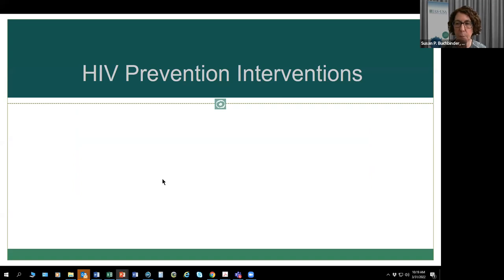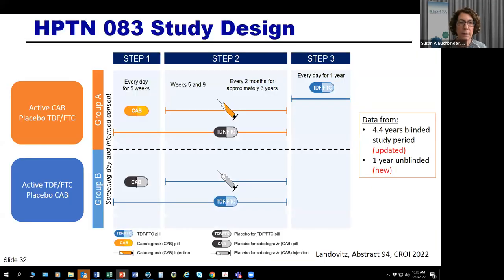Okay, so let's turn to HIV prevention interventions. These were some really interesting data presented from the HPTN-083 study. And what you'll remember is that that was a study that compared cabotegravir long-acting to TDF-FTC, a once-a-day oral pill. So half of the people got an oral lead-in period of cabotegravir, followed by loading doses of cabotegravir at weeks 5 and 9. And then every 2 months thereafter, they got injections of cabotegravir, and they got a placebo daily pill. The other group got an active daily pill of TDF-FTC and placebo cabotegravir.